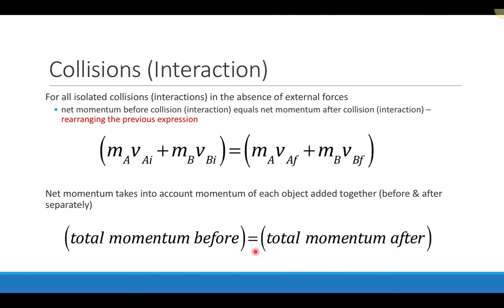And the way that we look at the total momentum of a system is we look at the momentum of each object separately initially, and then we compare it to what its momentum is afterwards.